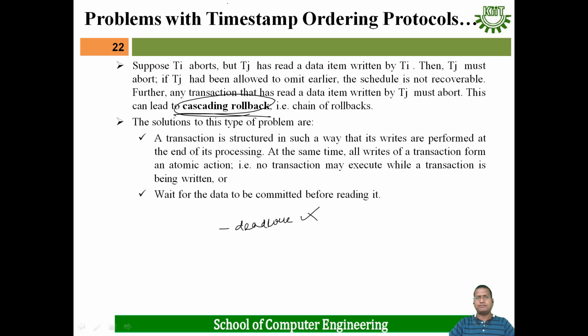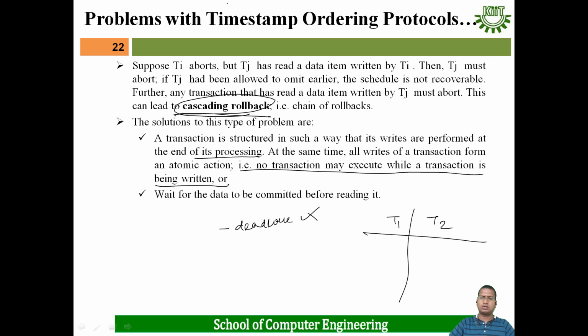A solution to this type of problem is that a transaction is structured in such a way that its writes are performed at the end of its processing. Okay, at the same time, all writes of a transaction form an atomic action. That is, no transaction may execute while a transaction is being written. And to avoid this cascading rollback, when T1, T2, two transactions are there, all the write operations of the transactions should be performed at last. Okay, the write of T2 is also performed at last. Then wait for the data to be committed before reading it. Okay.